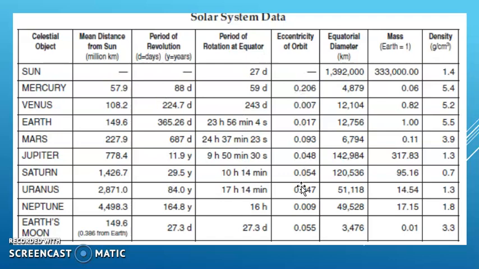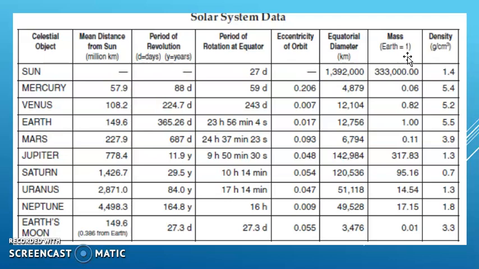We also have values for eccentricities of the orbit. The eccentricity is a measure of how squished that circle is. If you have a number very, very close to 0, that means that the orbit is pretty close to a circle. The bigger that eccentricity number is, the more squished that circle is becoming. Then we have the diameter of the object, the planet or the moon or sun.